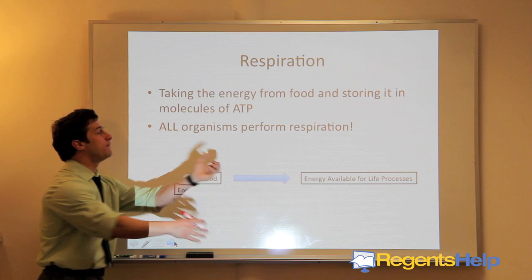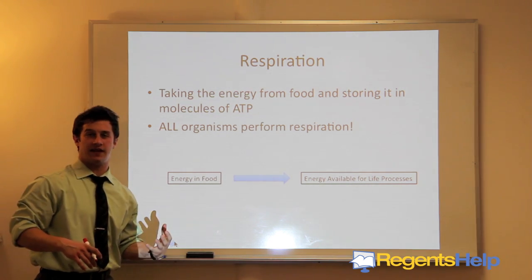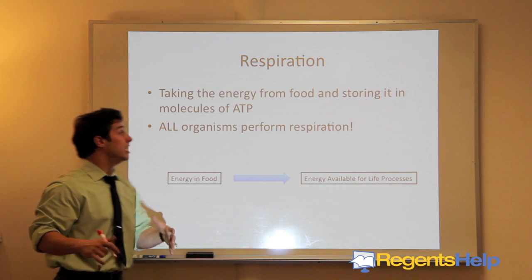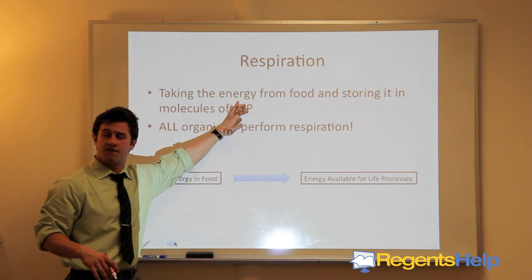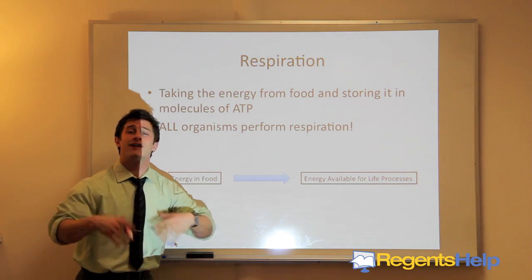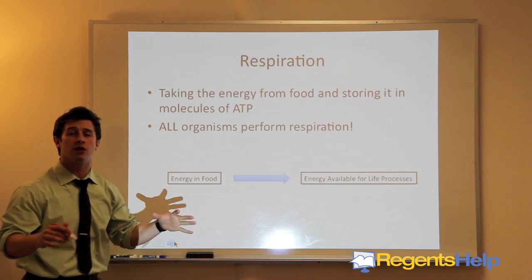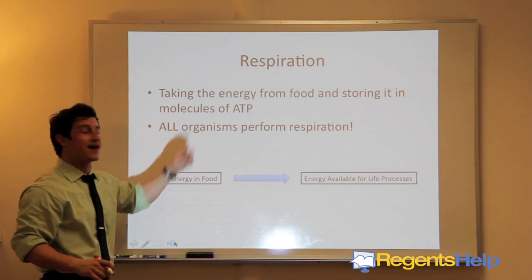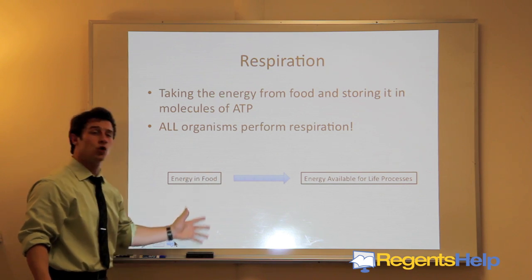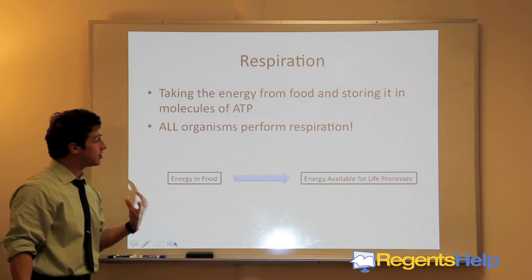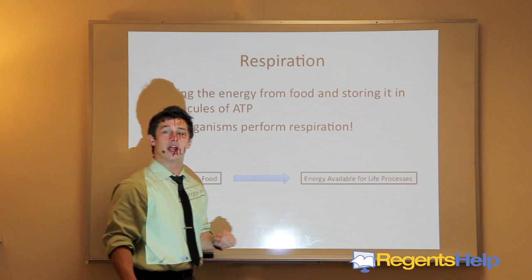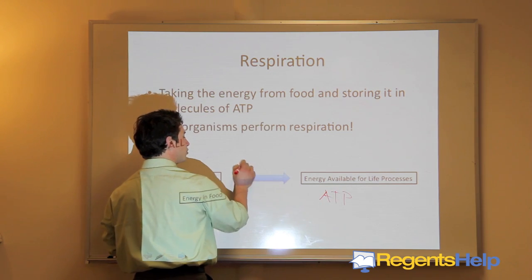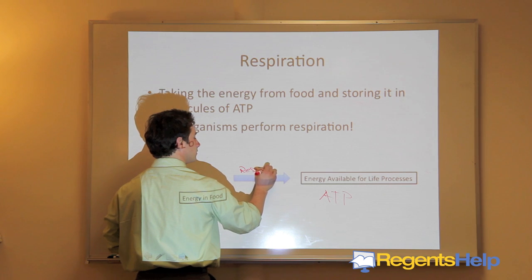Respiration is taking the energy from food and storing it in molecules of ATP. Now, where we get this food depends on the type of organism we are. Animals will have to ingest their food. They'll have to eat their own food, whereas plants can make their food. But regardless, respiration happens in all organisms, plants and animals. The energy in the food, whether we eat it or make it ourselves, is then made available for life processes. So we make it into ATP, and this arrow can represent respiration.